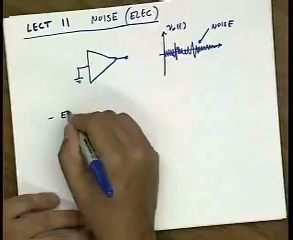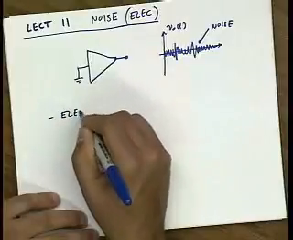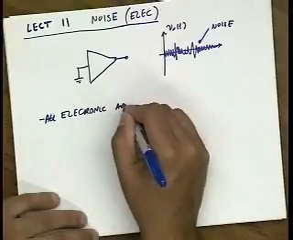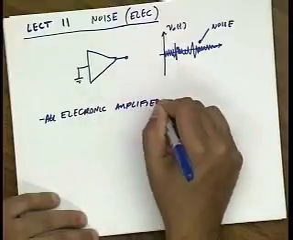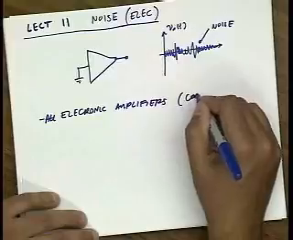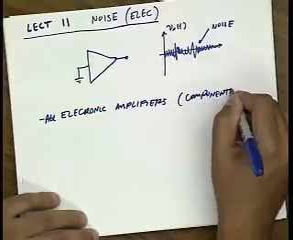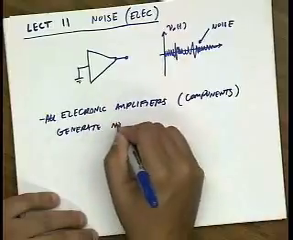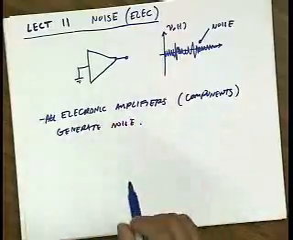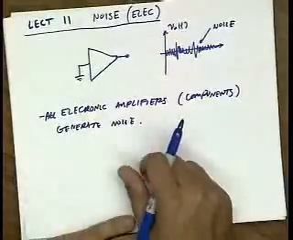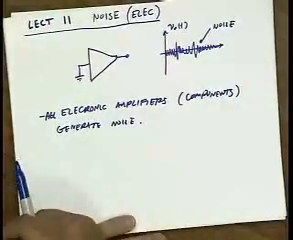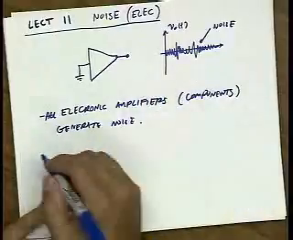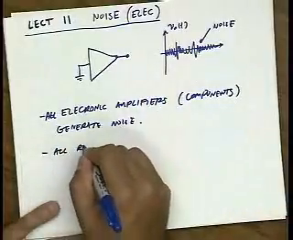Let me just say first of all that all electronic amplifiers, and more generally components, generate noise. And this noise is something that you have to live with. It's not something you can get rid of. It's a fact of life. It's nature. It's thermodynamics. Basically, all resistors also are noisy.